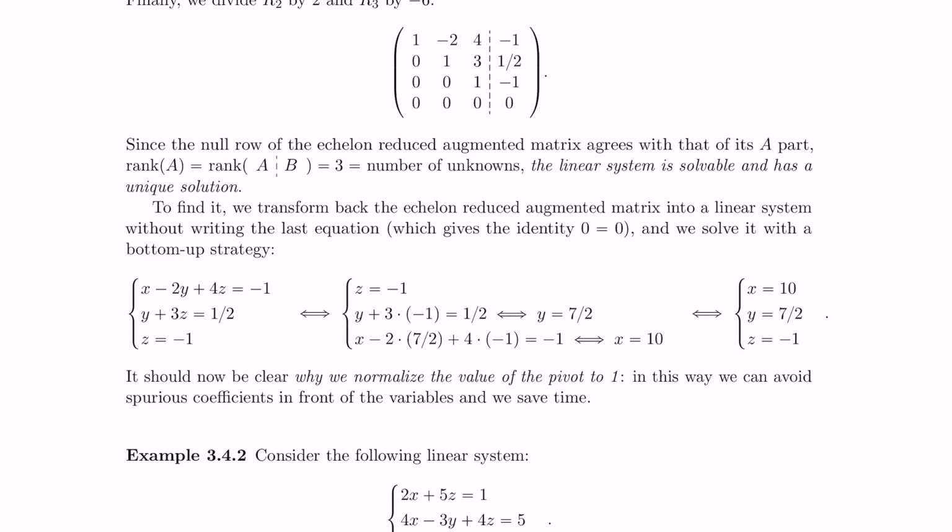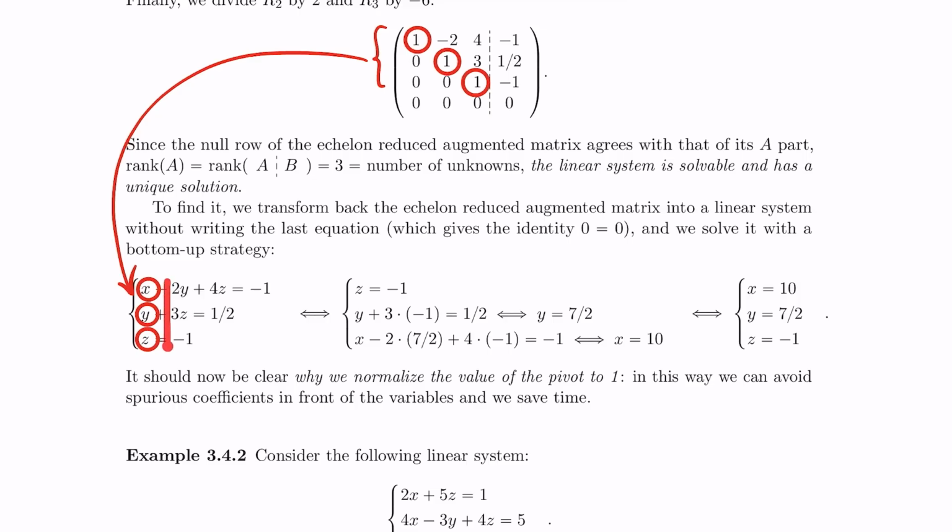This example gives us the opportunity to explain why it is useful to normalize the pivot of an echelon-reduced matrix to 1. As you can see, the unit value of the pivot allows us to avoid having coefficients in front of the variables. Thus, we can simply solve the system by substitution as we have done before and save time.